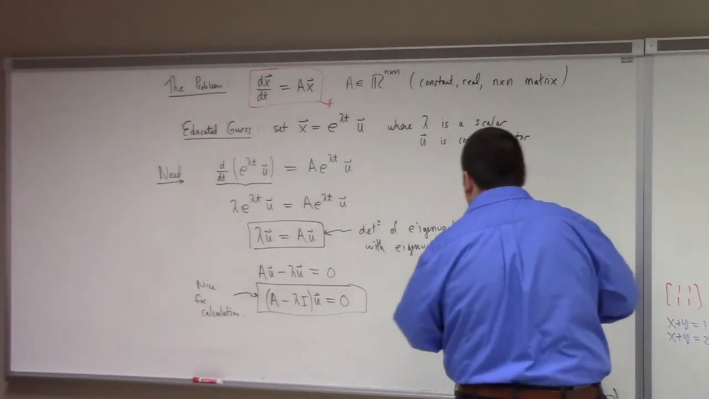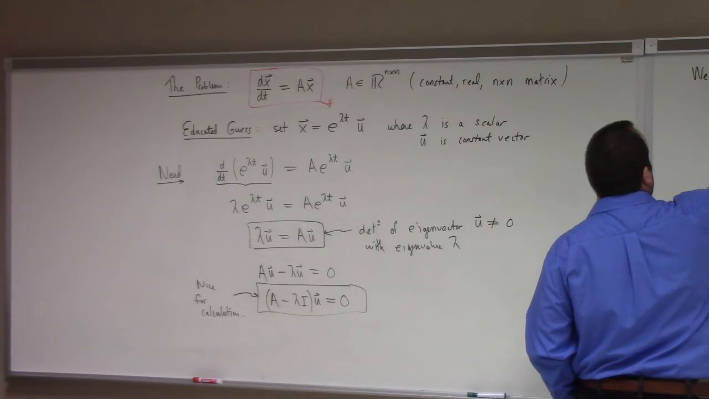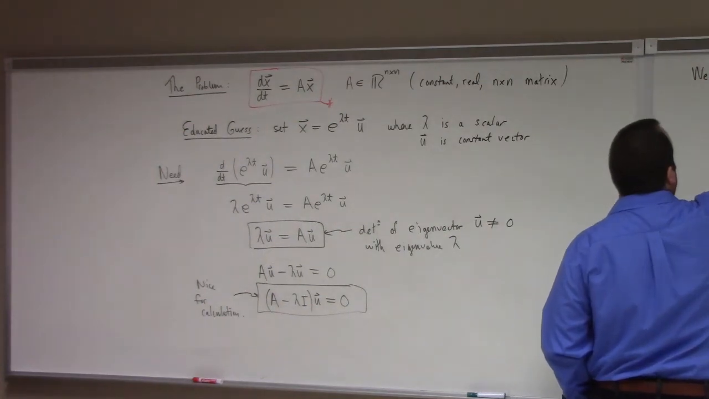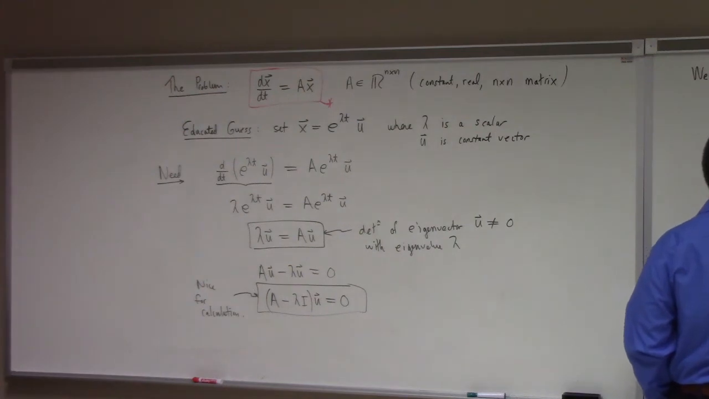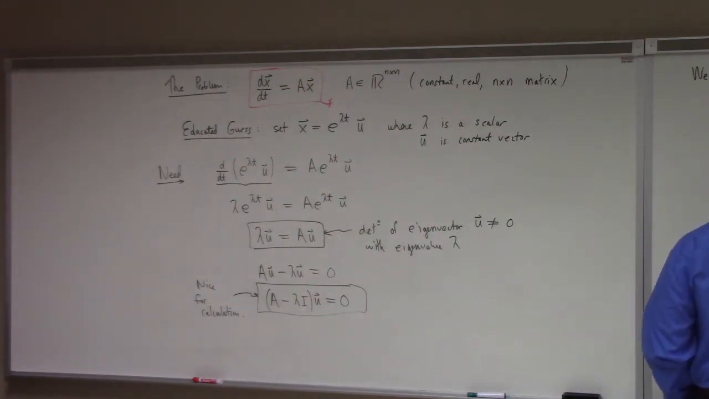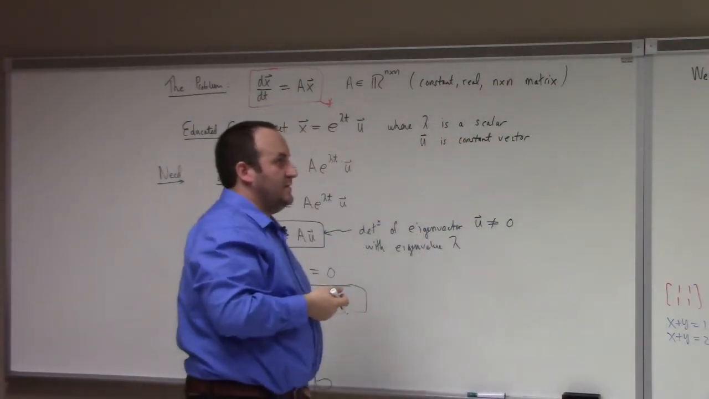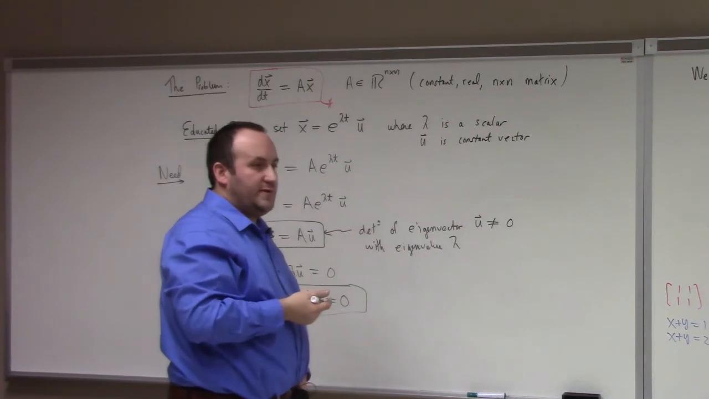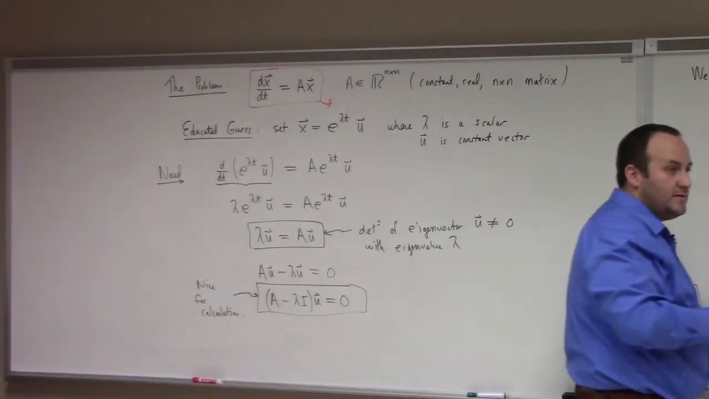Great, but then what? So we want to find u not equal to 0 such that (A minus λI) times u is equal to 0. Now, I need to come up with a different name for the matrix that's next to u so that we can talk about it.